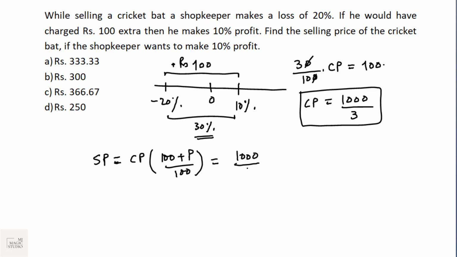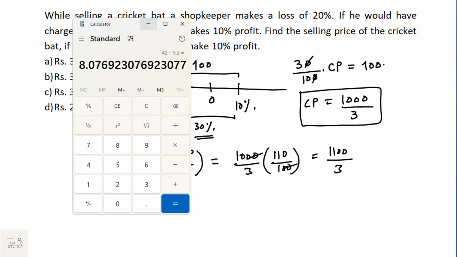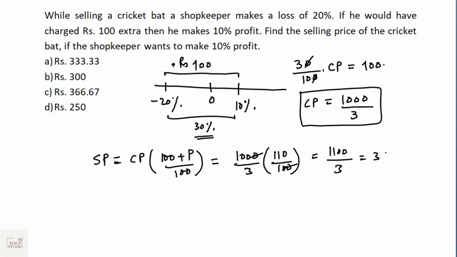So CP is 1000 by 3. Profit percent is 10. It will be 110 by 100. So it is 1100 by 3 is the selling price. 1100 by 3 will give 366.67. So selling price of the bat to make a profit of 10% should be 366.67. That is in option C.